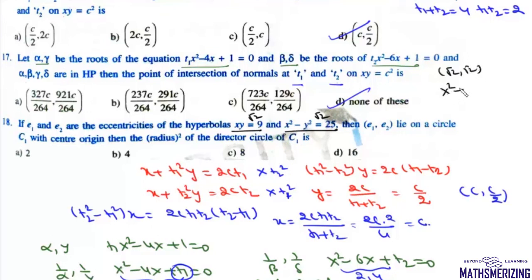It lies on this circle, x square plus y square equals r square. Now we'll put x as root 2 and y as root 2. We'll get r square as 4. So equation of this circle will be x square plus y square equals 4. Now for this circle, equation of director circle is x square plus y square equals 2r square. So it will be simply 8. So value of r square for this director circle of C1 is 8, and that's your option C.